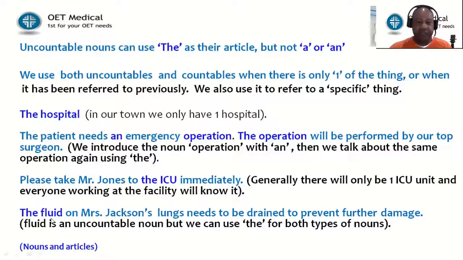So here's an example of uncountable. The fluid on Mrs. Jackson's lungs needs to be drained to prevent further damage. Fluid is uncountable, but we can still use the, because we're talking about the fluid on Mrs. Jackson's lungs. We're not talking about any other fluid, specific fluid on her lungs. So we use the.